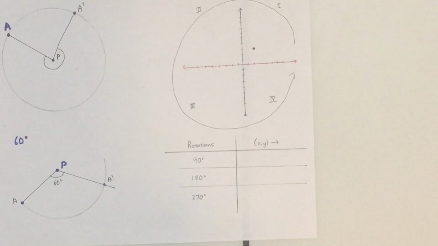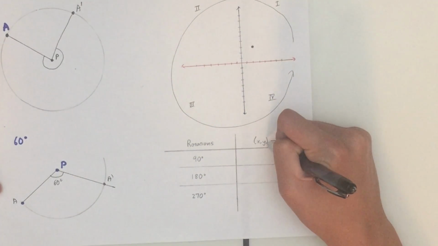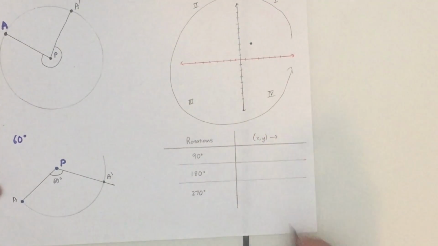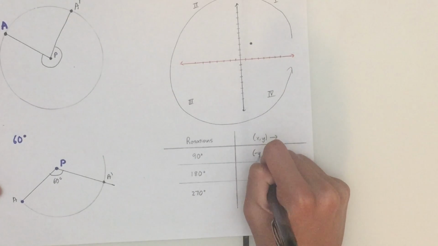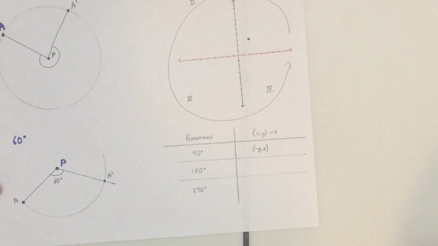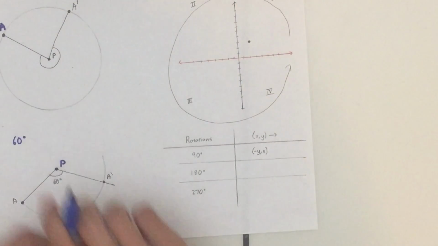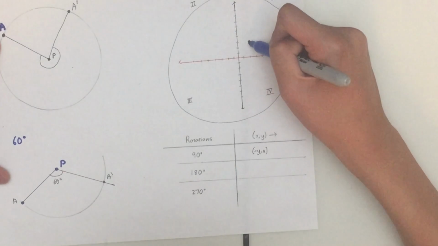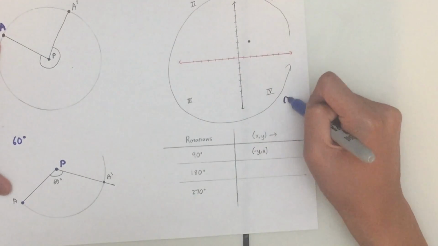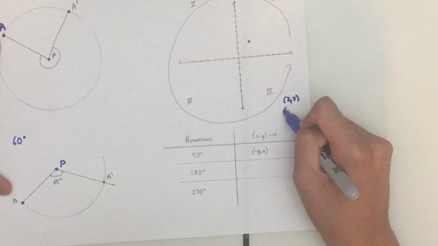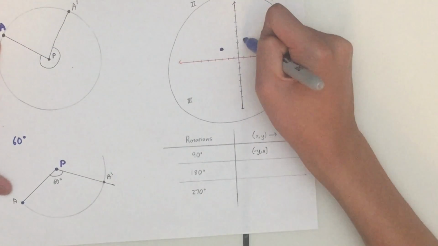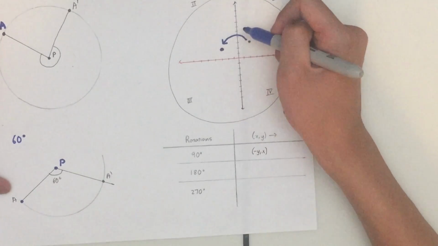So the first one is a 90-degree rotation. If you have a point (x, y) and you want to rotate it 90 degrees counterclockwise, then it would change from (x, y) to (negative y, x). So the y would become negative and move to the x position, and the x would move to the y. Let's say we have (2, 3) and we want to rotate it 90 degrees. The (negative y, x) would make it (negative 3, 2). So we went to (negative 3, 2). This is a 90-degree rotation counterclockwise.